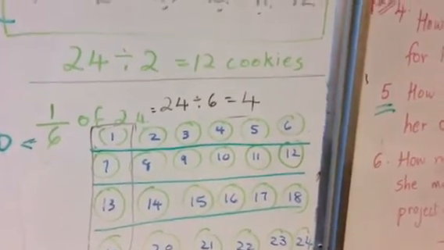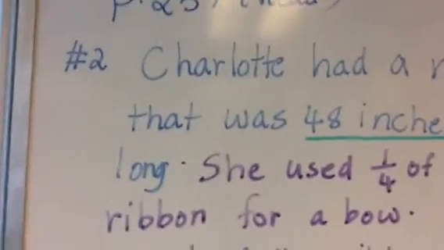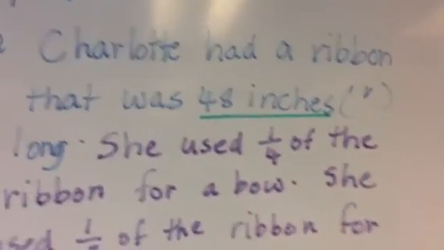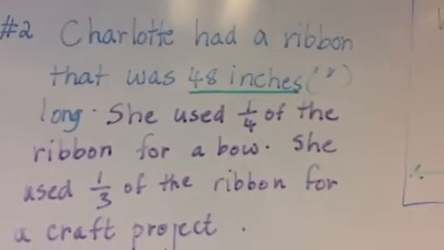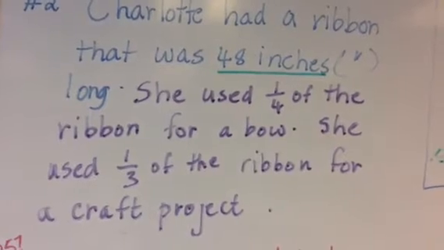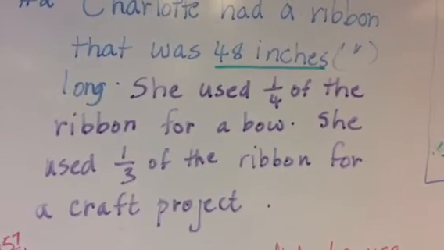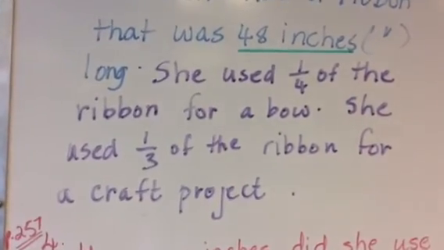Now we're going on to page 257, story problem number 2. It says, Charlotte had a ribbon that was 48 inches long. She used 1/4 of the ribbon for a bow. She used 1/3 of the ribbon for a craft project.